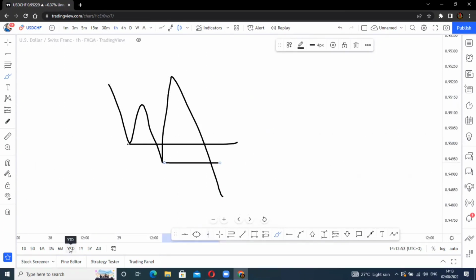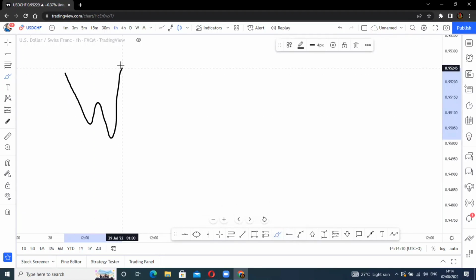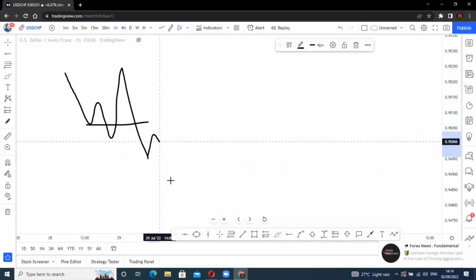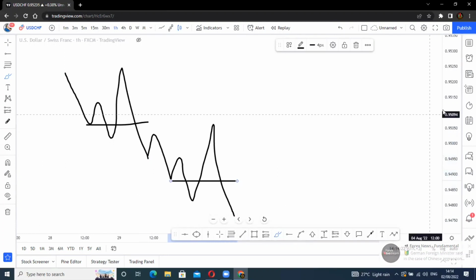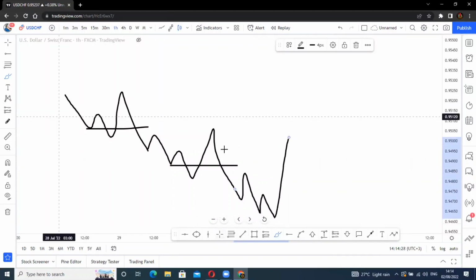Sasa tunaqualify vipi kwamba hii trend imekamilika kutoka kushuka na nao tunashift kwenda juu. Cha kwanza tunachokiangalia ni trend cycle. Trend cycle tunasema kwamba lazima tupate at least two break of structure, kwa maana ya kwanza tutengeneze invalidation, then it will break, price iendelee chini, then it will tengeneza kingine, alafu it break. Then the last one, hii ndio itakuwa shift of the market. Okay, hii ndio itakuwa shift of the market.